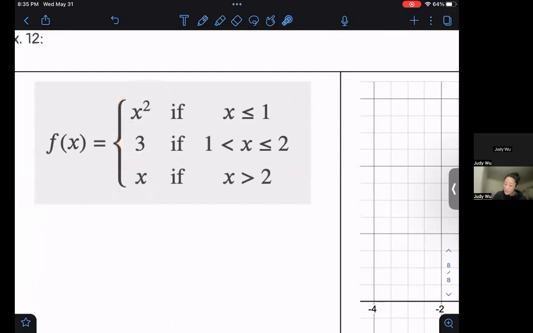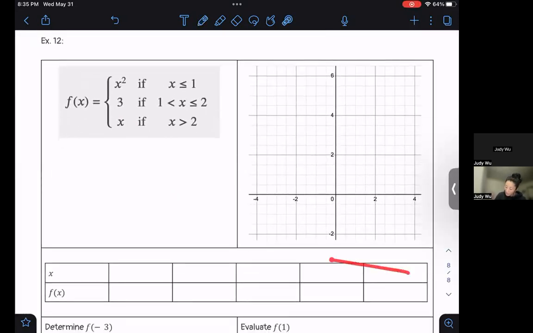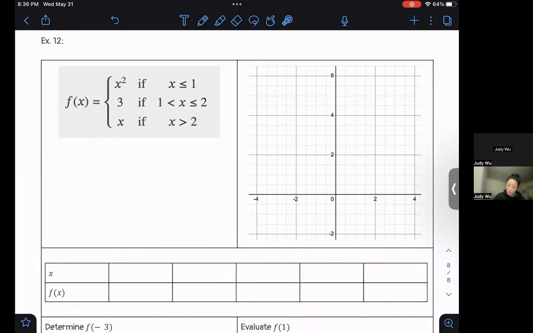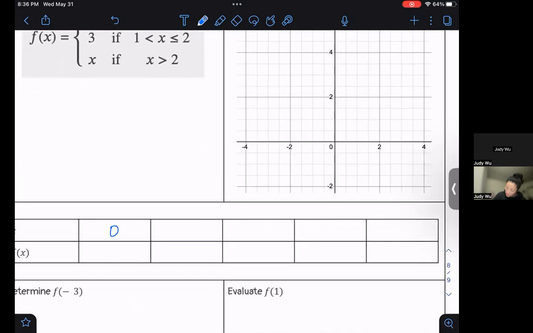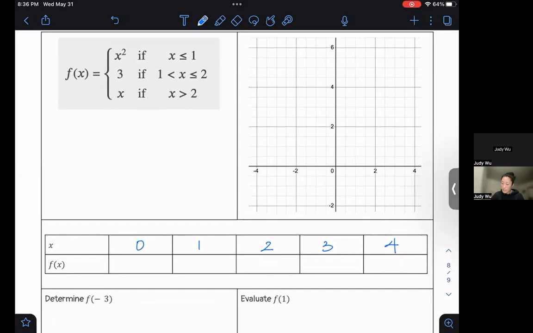Okay? So since this is the first piecewise function one, I thought I would give us a table down here to practice plugging in values and think about what numbers we should plug in, okay? So I'm going to go ahead and plug in 0, 1, 2, 3, and 4. And let's see how that goes, okay? So if I plug in 0, which one of the 3 equations should I use? Well, 0 is not bigger than 2, so not the last one.